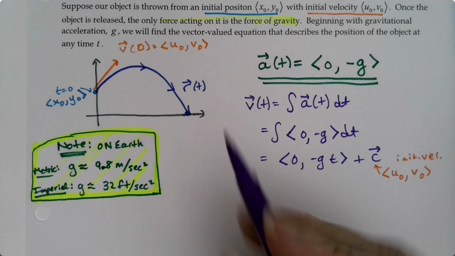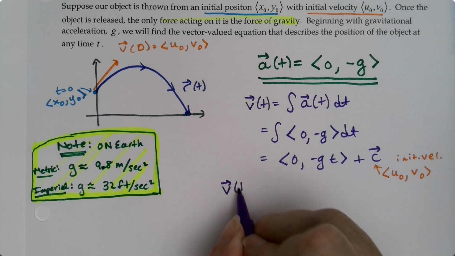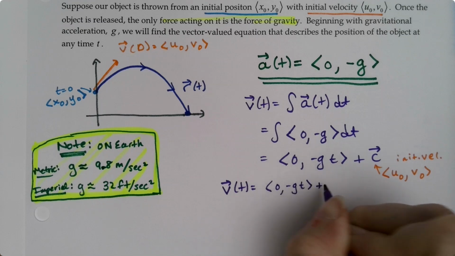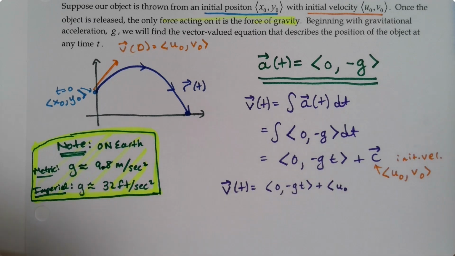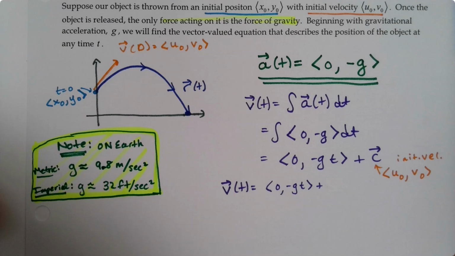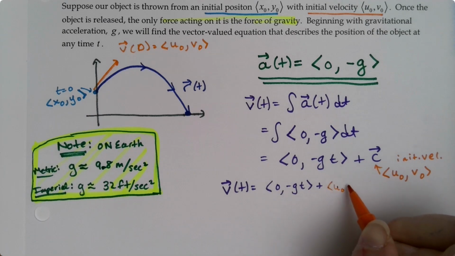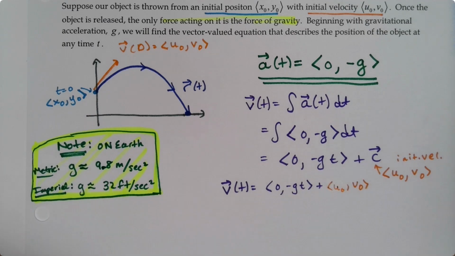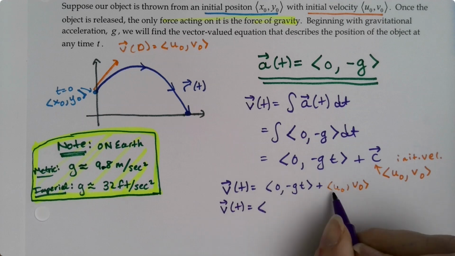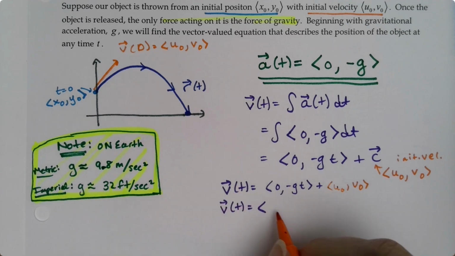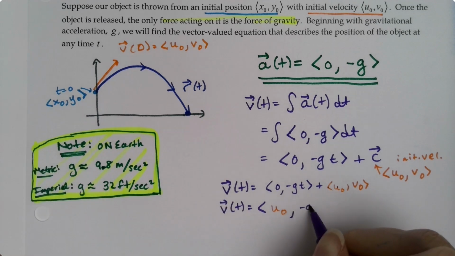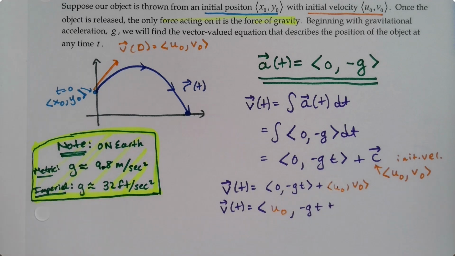And therefore, velocity would be equal to 0, negative gt plus u0, v0. Let me do that in orange. So velocity is equal to u0, comma, negative gt plus v0.